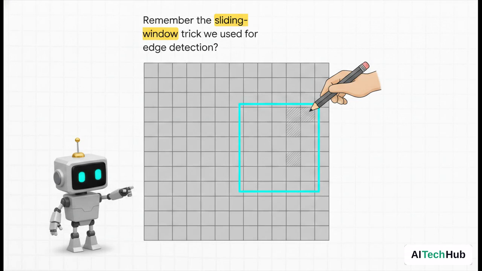You remember that sliding window trick we used last time, right? We took a tiny grid of numbers, our kernel, and we slid it pixel by pixel across an image to detect patterns. In our previous explainer, every single number inside that kernel was carefully chosen and hand-designed by a human to find specific things, like vertical lines or shadows.